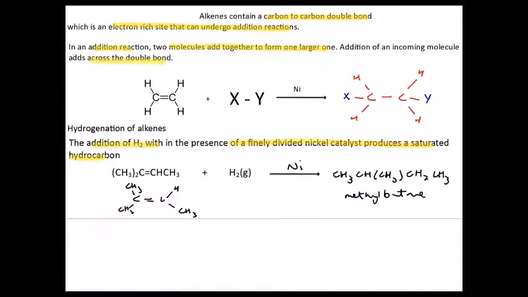Okay, so let's look at this one. Now that you know the double bond is an electron-rich site that can undergo addition reactions, let's get the general structure of this equation first. How do we express this first type of addition reaction? In this addition reaction, two molecules add together to form one larger molecule. The incoming molecule will add across that double bond, breaking it, and we now have just single bonds everywhere. So that's the general structure of it.